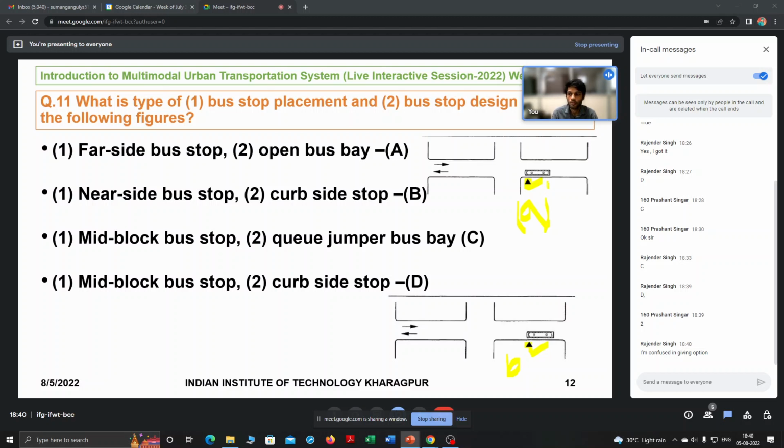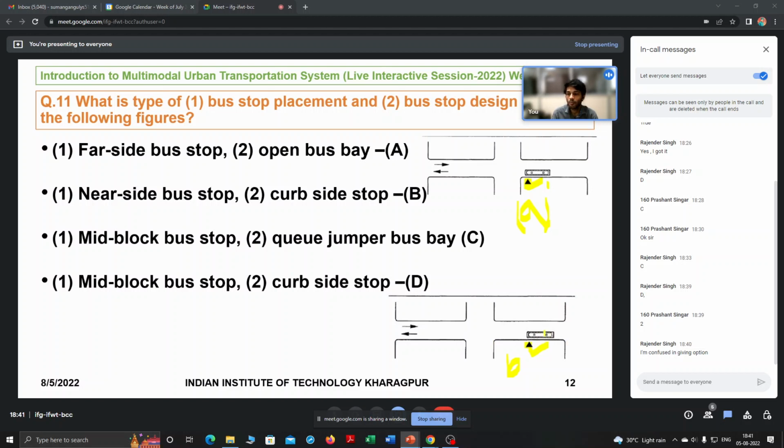For this first A, first this figure, this is the bus stop, near side, right? Why it is near side? Because this is the intersection and it is on the near side, right? It is not on the far side. So now tell me for this second figure. Mid block, right? Why is it mid block you are saying? Because it is far away from the intersection, right? It is not here and it is also not here. So it is in the mid block of this link. So this is a link and it is situated in the mid block, right?